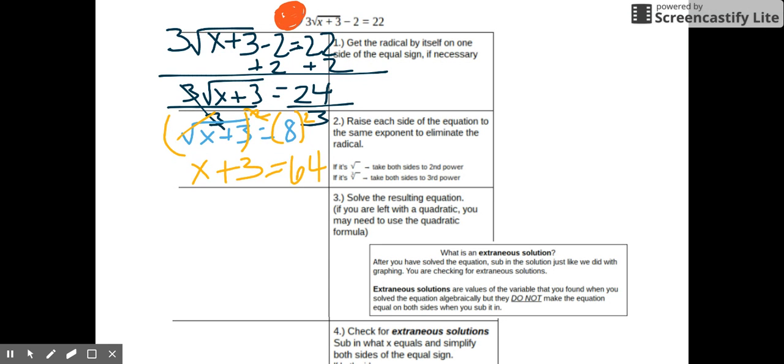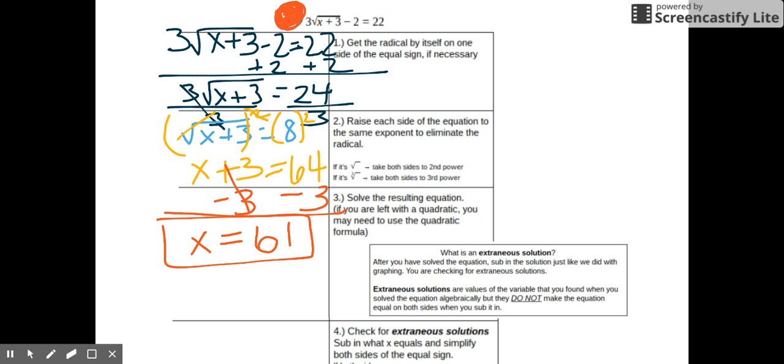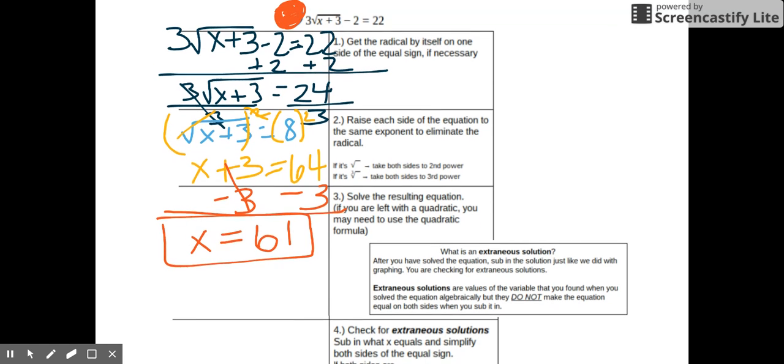My next step says solve the resulting equation. If you're left with a quadratic, you may need to use the quadratic formula. So this one is not a quadratic because it doesn't have an x squared in it. So I just need to get x by itself. So if I'm going to do that, I'm going to subtract 3 on both sides. So I have x equals 61 this time. Okay, and that is solved.